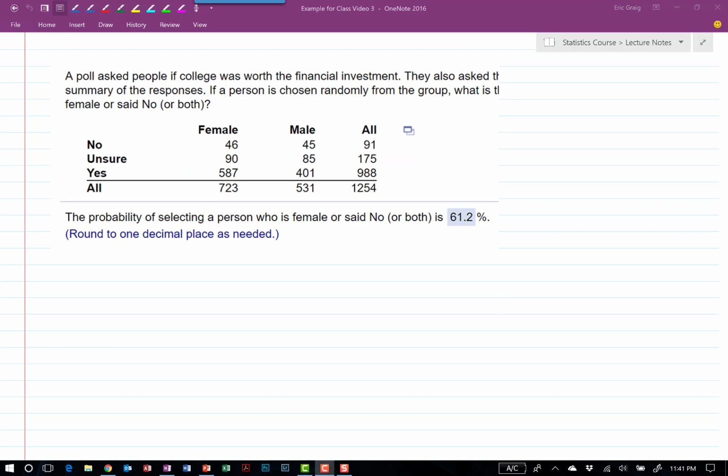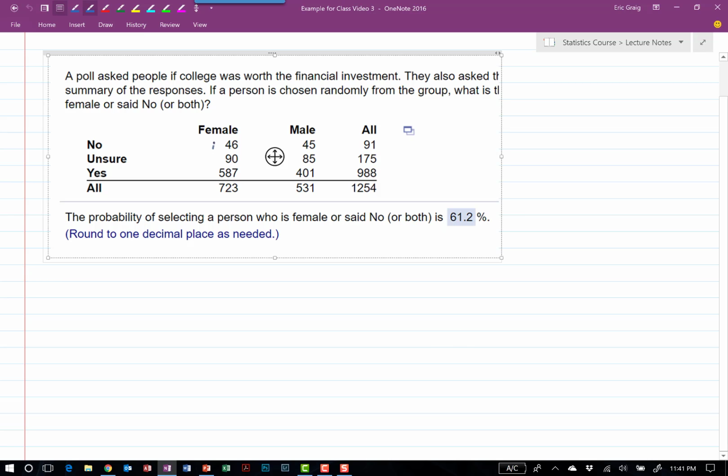Here's a similar problem. In this particular case, we're asked to compute the probability of selecting someone who is female or who said no. A bunch of people asked me about what this means here, and I think it just sort of complicates things. I don't know why they bothered to put that in there. The OR is enough.